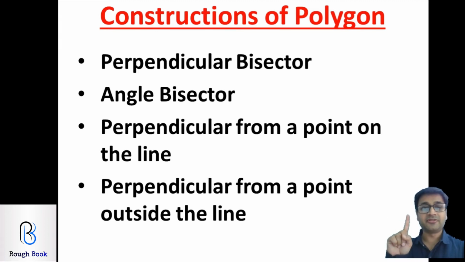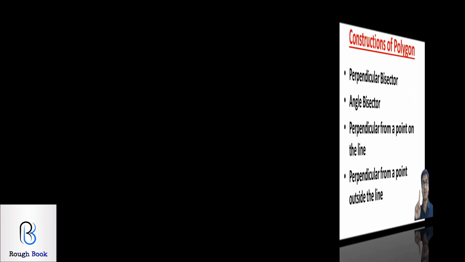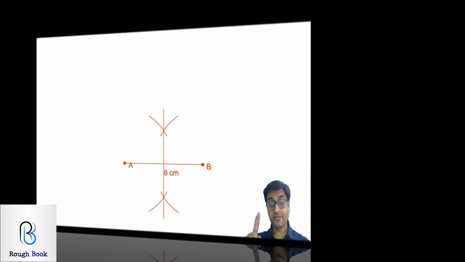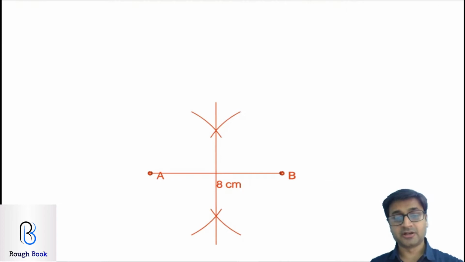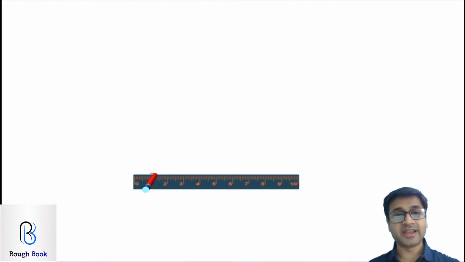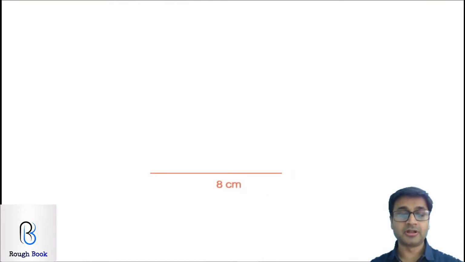So let's begin with the first one, perpendicular bisector. So our first tool, perpendicular bisector, which will look like this. How do we construct this? So let's get into it. First obviously you will take your side AB. We're taking AB of 8 centimeters so that it is easy to bisect. So we're plotting the point A and B 8 centimeters.